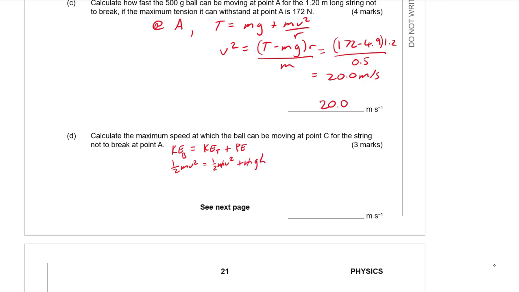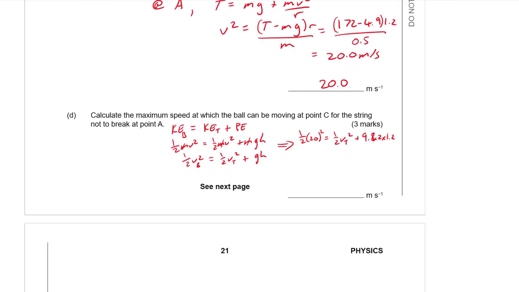So the masses don't matter. And I end up with a half v at the bottom squared is equal to half v at the top squared, which is the unknown, plus gh. I'm just going to move across here, it's a bit annoying, and you end up putting that in, you get half 20 squared is equal to a half v squared plus 9.8 times 2 times 1.2, because you've got to go 2 times the radius to the top.